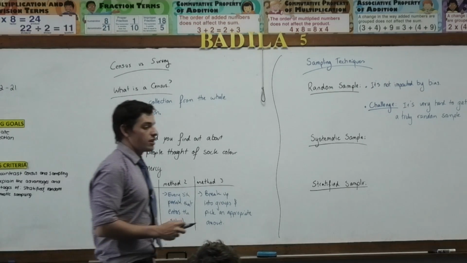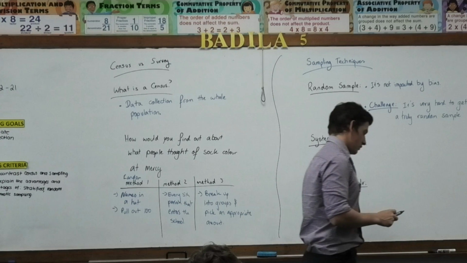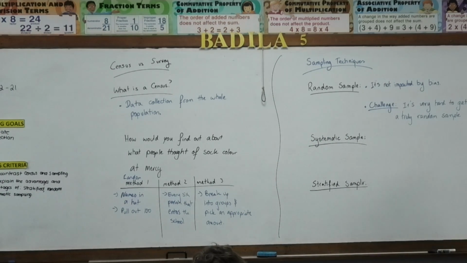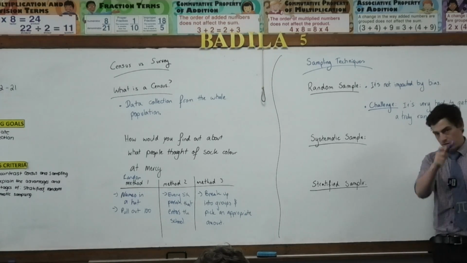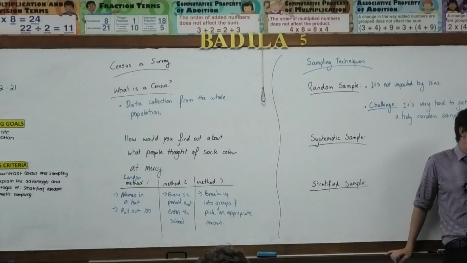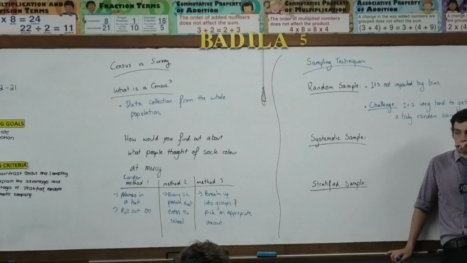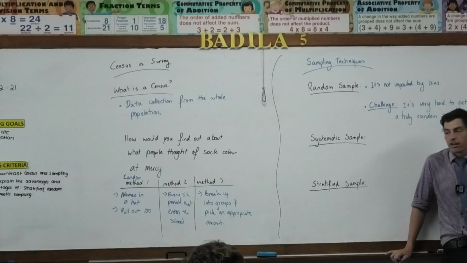So let's use the Mercy example. Let's say I get every 5th kid that walks into that entrance of the school, one down the side there. What's the problem with that? Who doesn't go through that gate? Which group of students don't go through that gate?